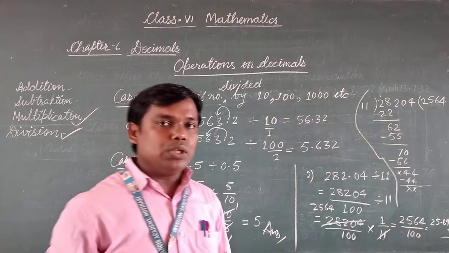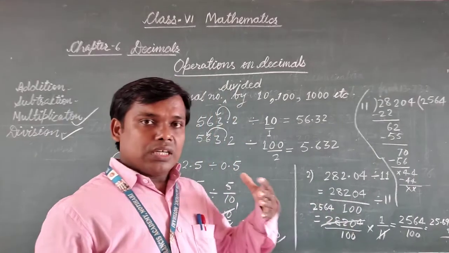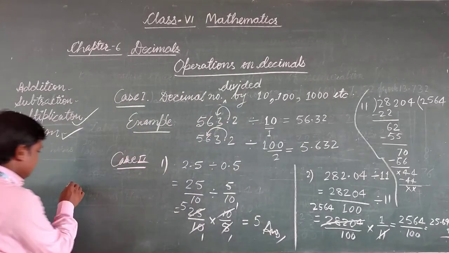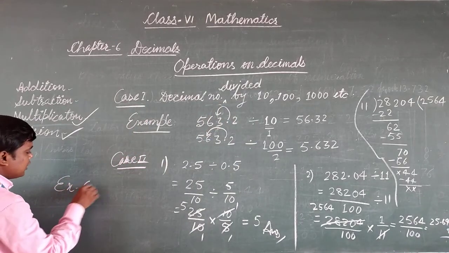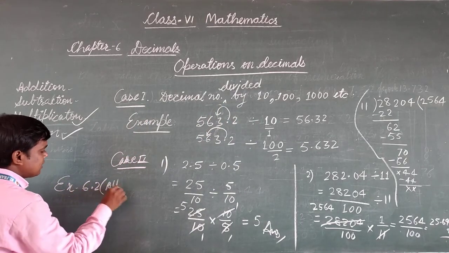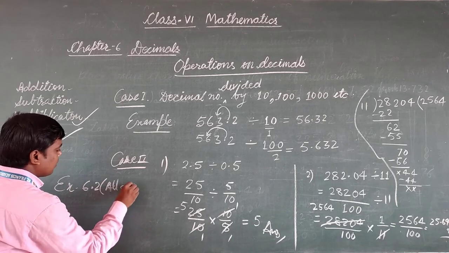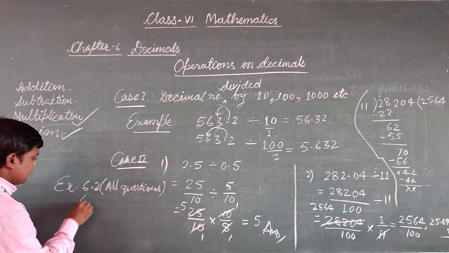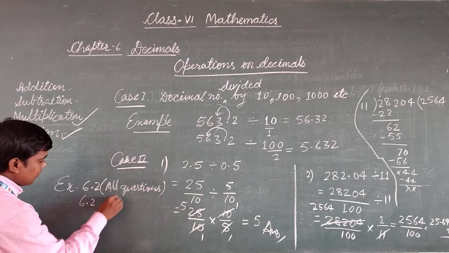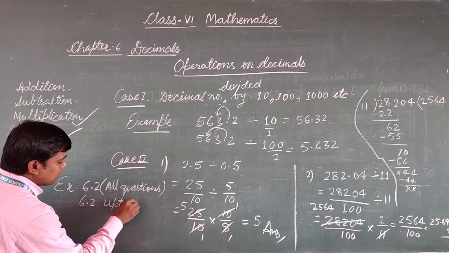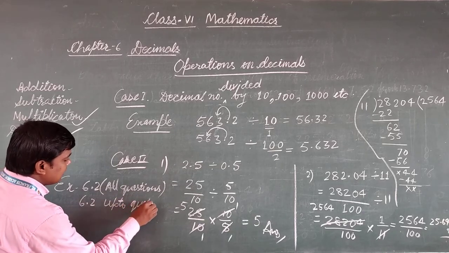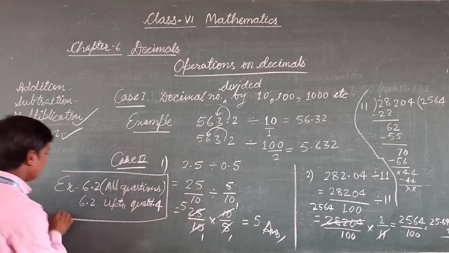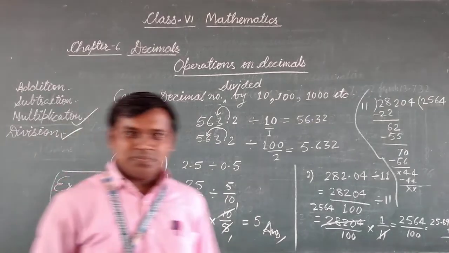So you have understood how to divide two decimal numbers. Your homework will be exercise 6.2 all questions, and 6.3 up to question 4. This will be your homework. Thank you.